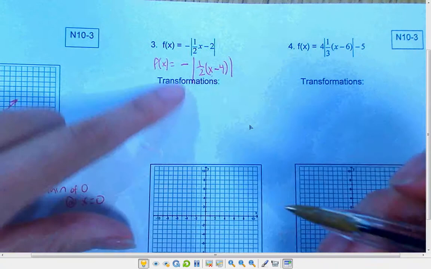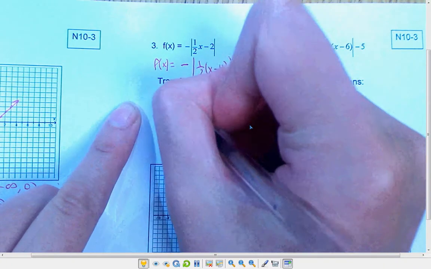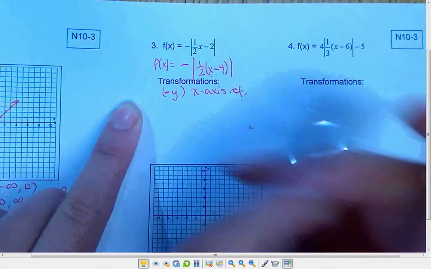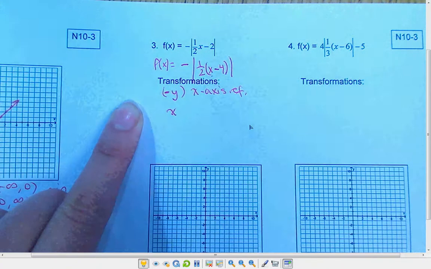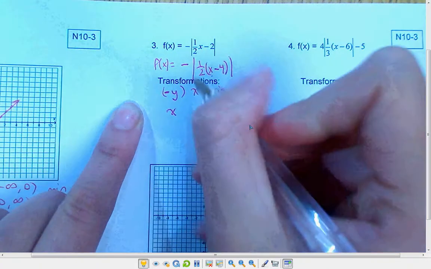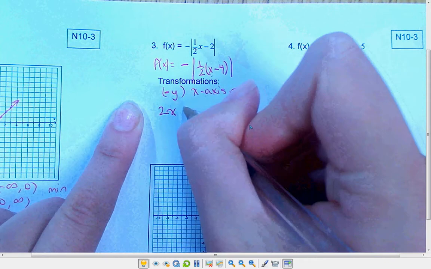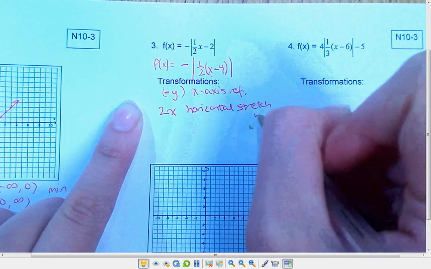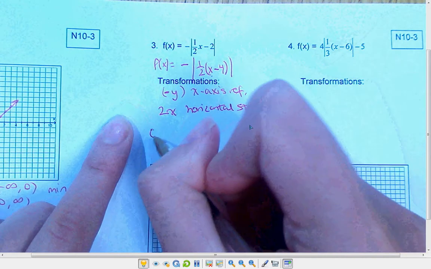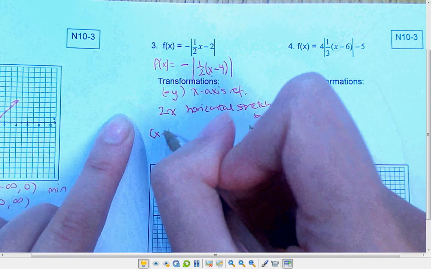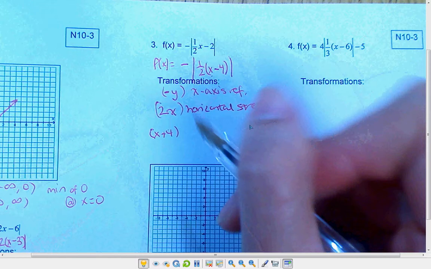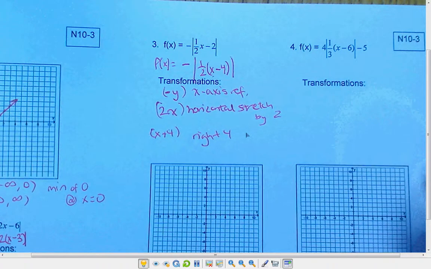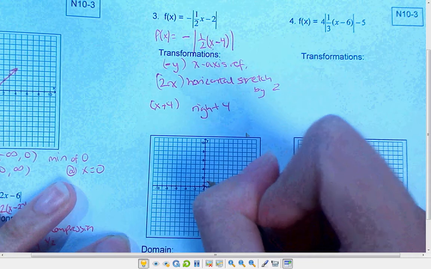So now let's write our transformations. This negative is on the outside. It's affecting our y. X-axis reflection. The 1/2 is affecting our x because it's inside the absolute value, so it's the inverse, so it's going to be a 2 times x. So it's a horizontal stretch by 2. And then the inverse of x minus 4 is x plus 4, so we're moving to the right 4. So again, we want to start off with the same parent function.